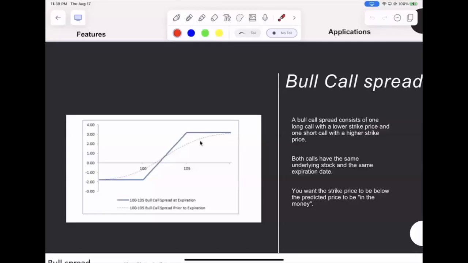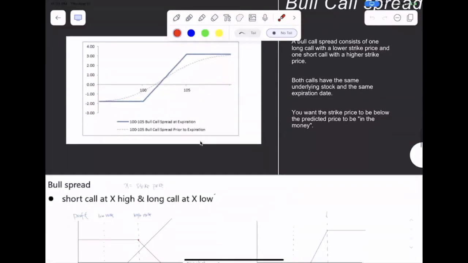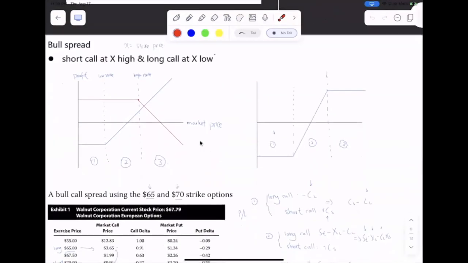Speaking of bull call spread, you may wonder where we got this graph from. In this video, I will demonstrate how this graph is constructed in a synthetic way. The definition of a bull spread is quite simple. We short a call at a high strike price and we long a call at a low strike price.